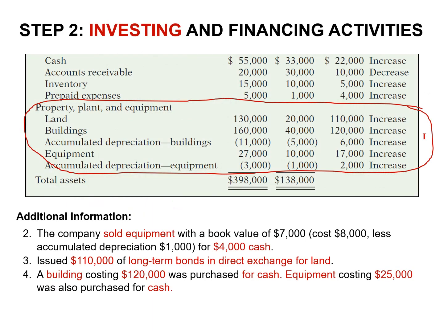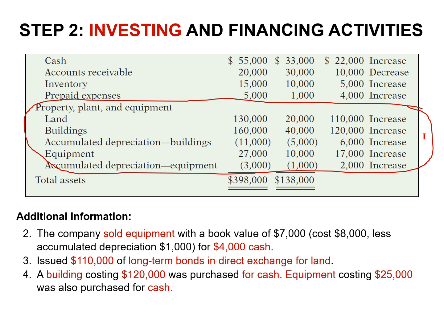For the investing activities section, look at changes in long-term assets, such as land, building, and equipment. Computer Services purchased land for $110,000 by exchanging bonds. The exchange of bonds for land has no effect on cash, but it is a significant non-cash investing and financing activity that needs to be disclosed.